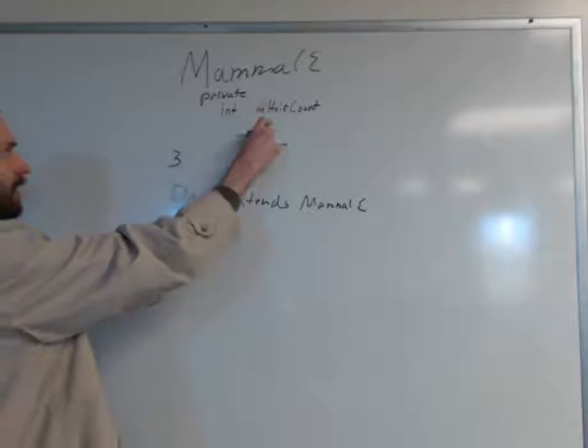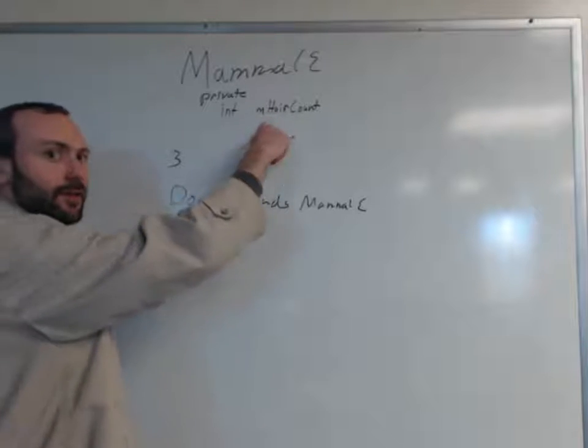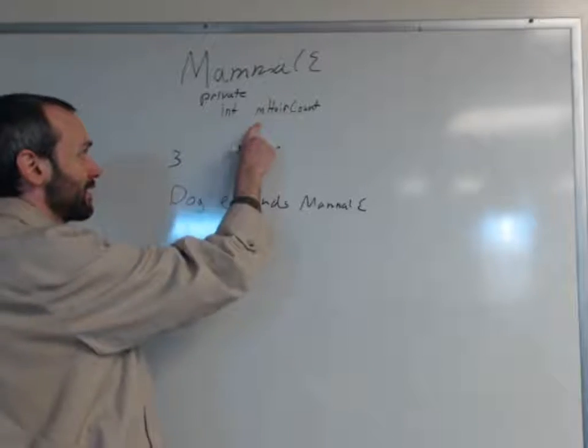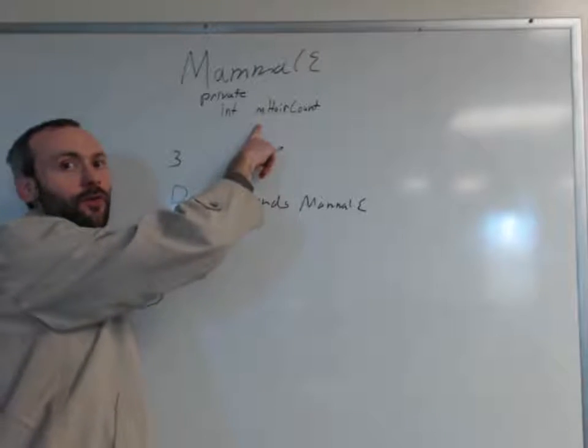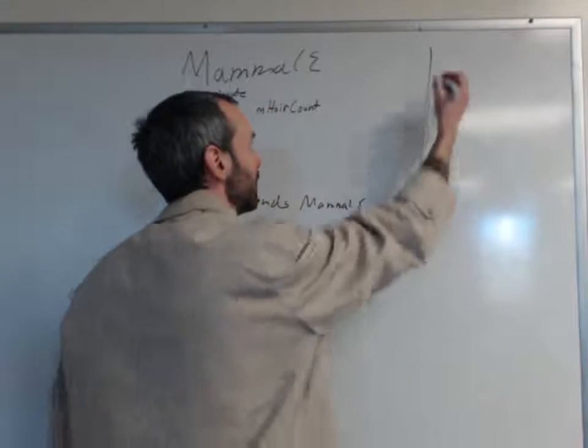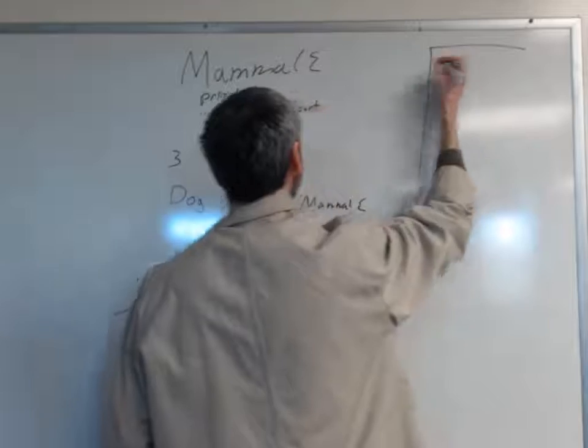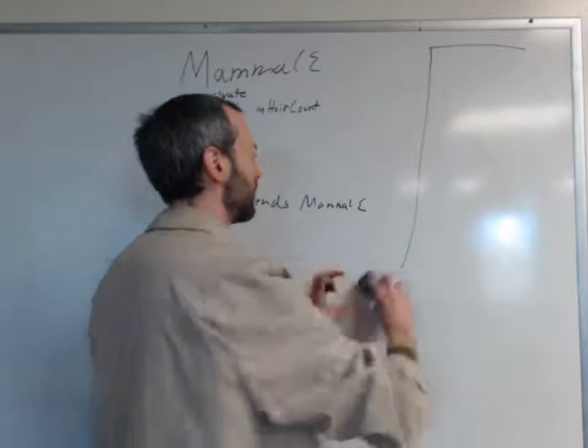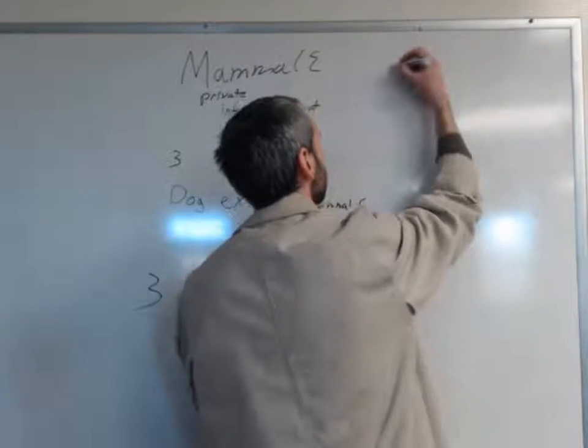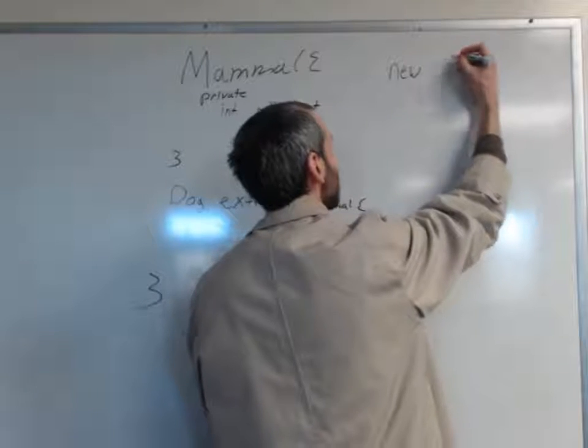Does dog have m_hairCount? Yes. But can dog access m_hairCount? No. What is happening in memory is, when you allocate a dog, let me write the... Always allocate the dogs. Yes, we're going to allocate or instantiate a dog object.